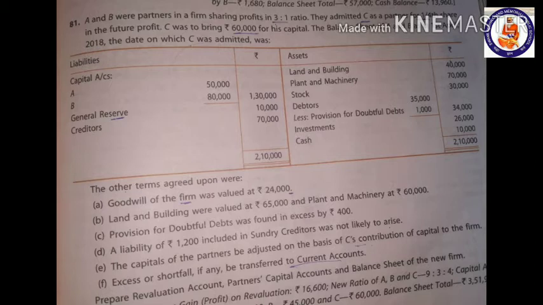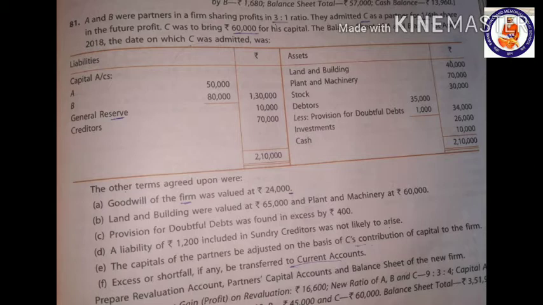Provision for doubtful debts was found in excess by 400. So this means excess provision has been made by 400 rupees, so we will reduce this. Debtors will increase by 400 rupees. So in the revaluation account we will show it on the credit side, 400.